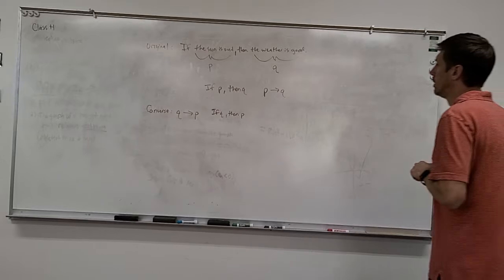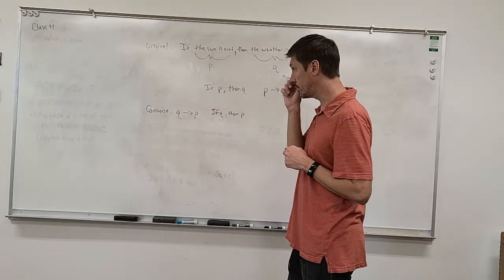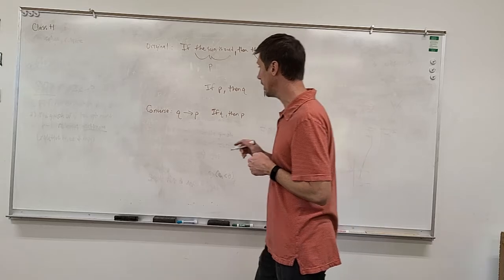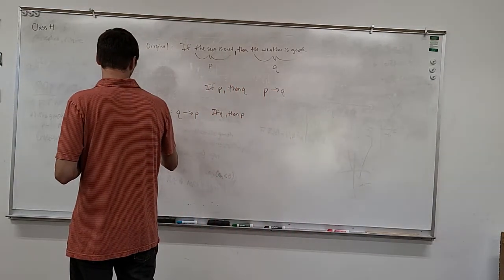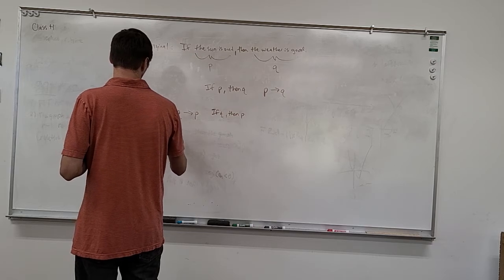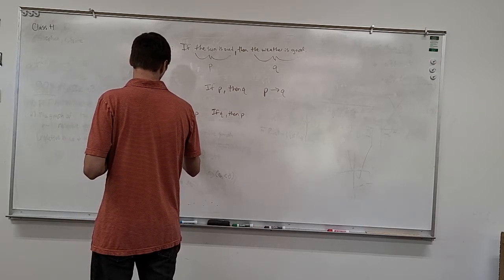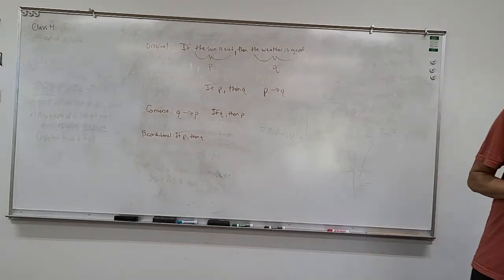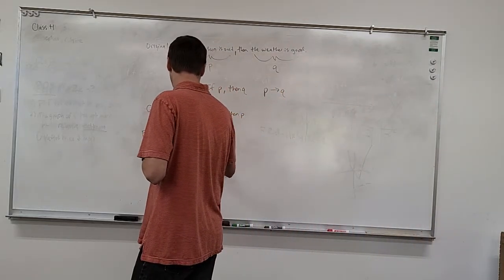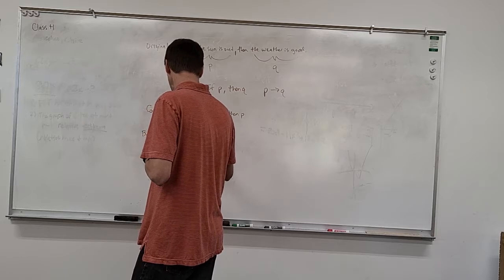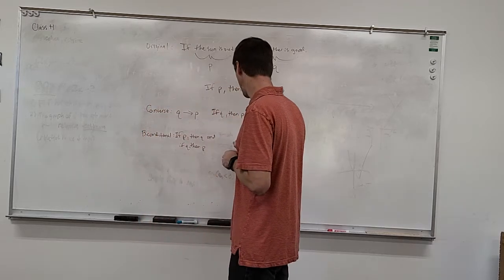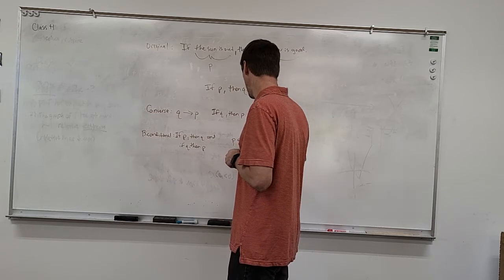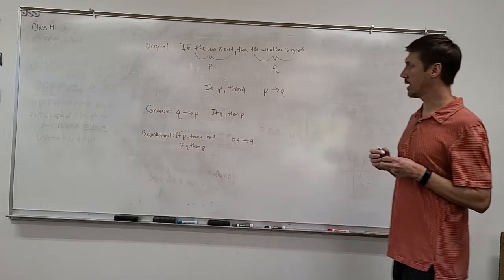Now, if we were to write this as a biconditional statement, if both of these were true, then we could write it as a biconditional statement, and we could say, if P, then Q, and if Q, then P. And the shorthand notation for that would be P with an arrow on both sides of the line in between them.